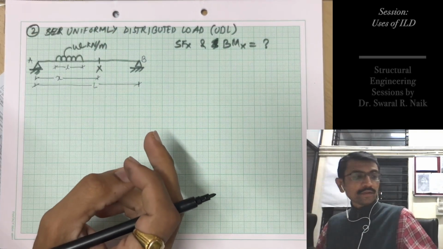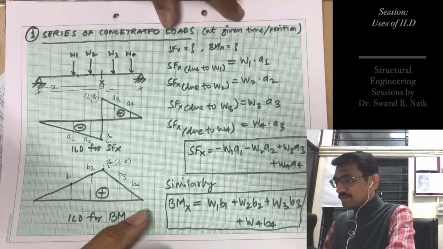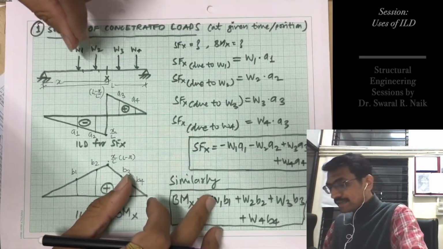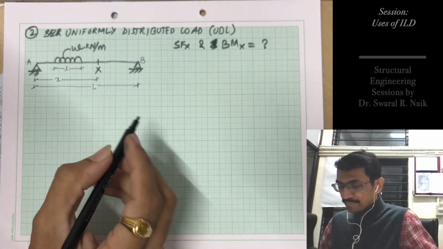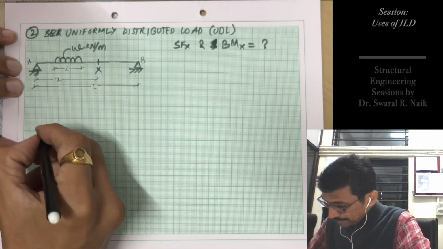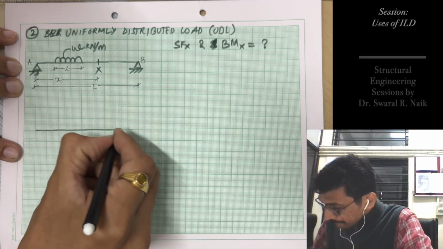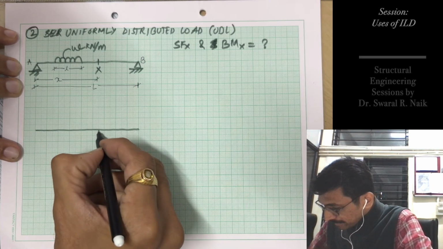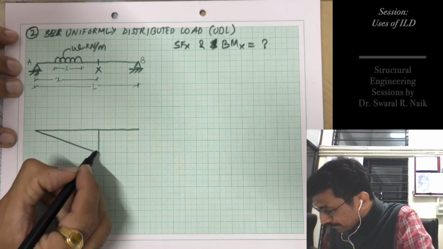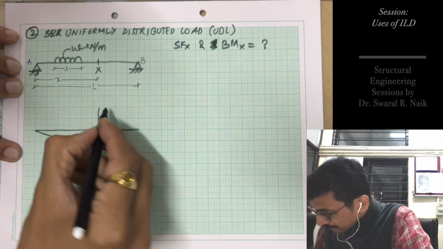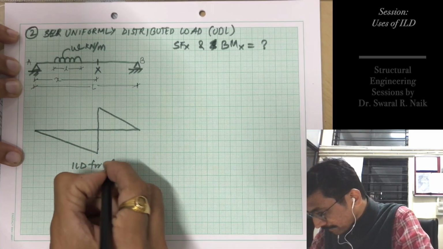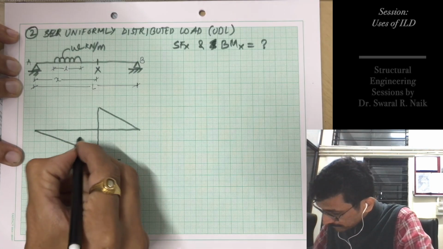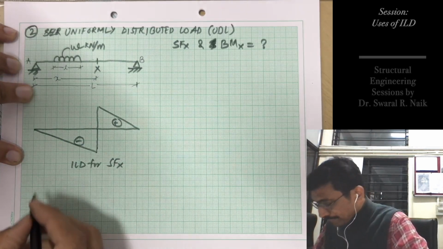Same as we have done for series of point loads, right? Now in point loads we have these individual ordinates. So what is the difference in UDL? I'll just draw the ILD for SF first and then I'll explain. This will remain unchanged. ILD for SFX will always look like this at the section. This is minus, this is plus.